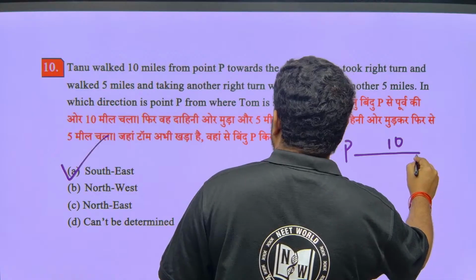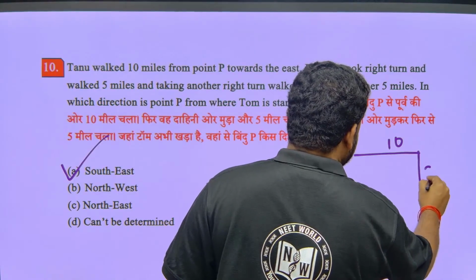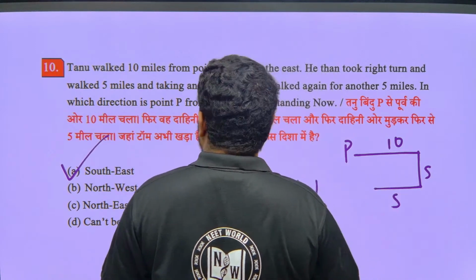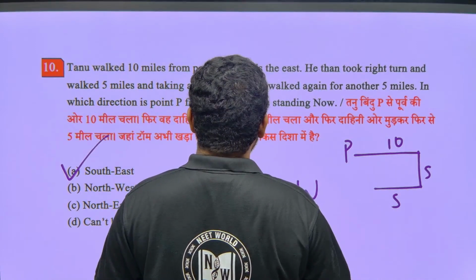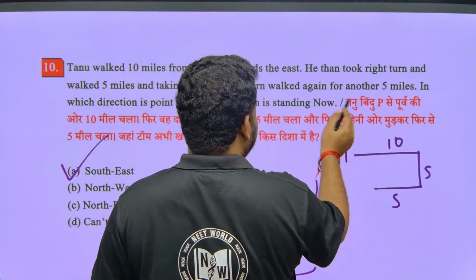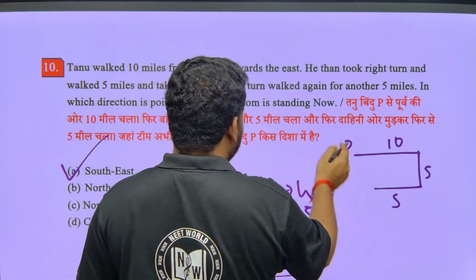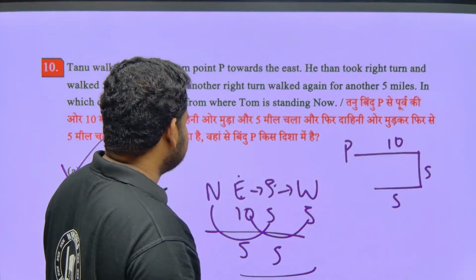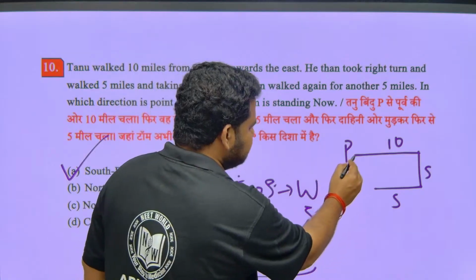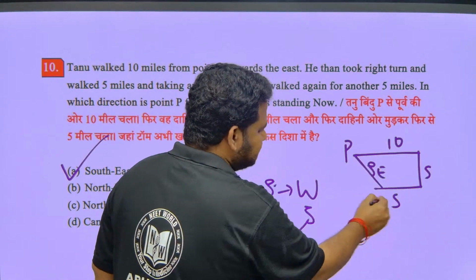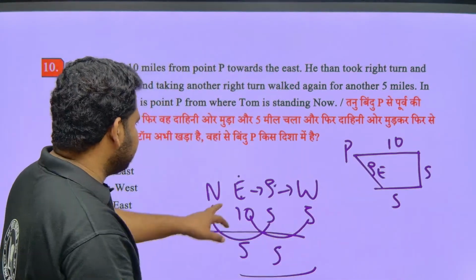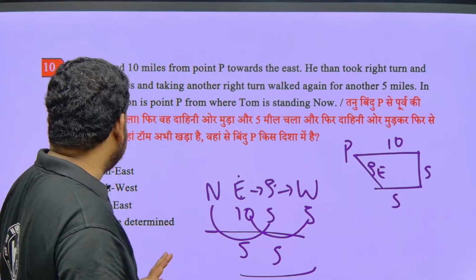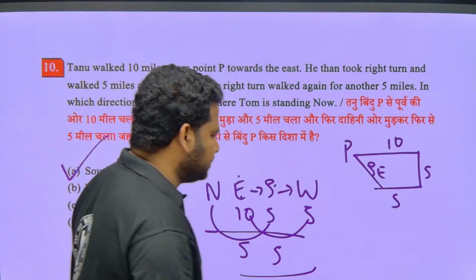He then took a turn right and walked 5 miles. Again he took right and walked another 5 miles. In which direction is point P from where Tanu is standing? See, this is southeast. We are getting it as southeast. The answer is southeast. That is perfectly all right. Clear? Let us move to the next question, friends.